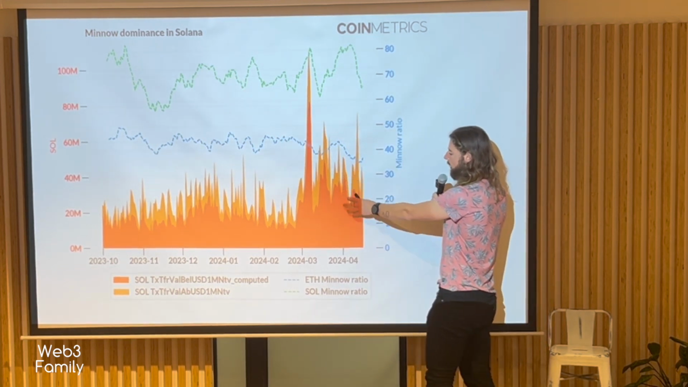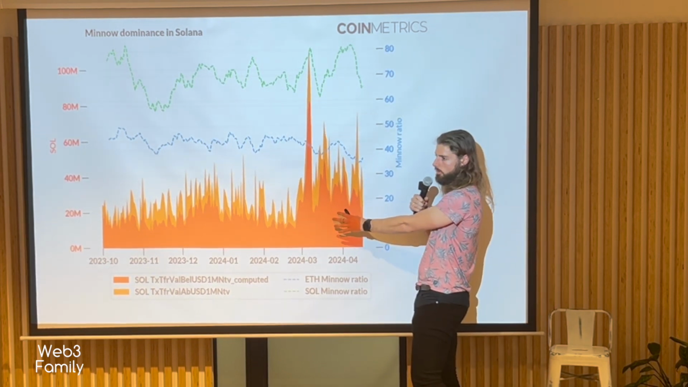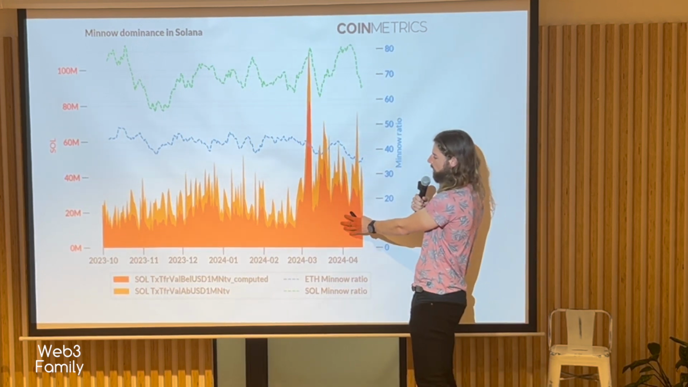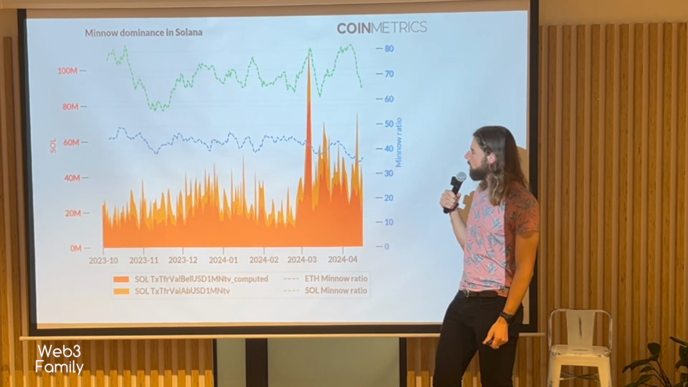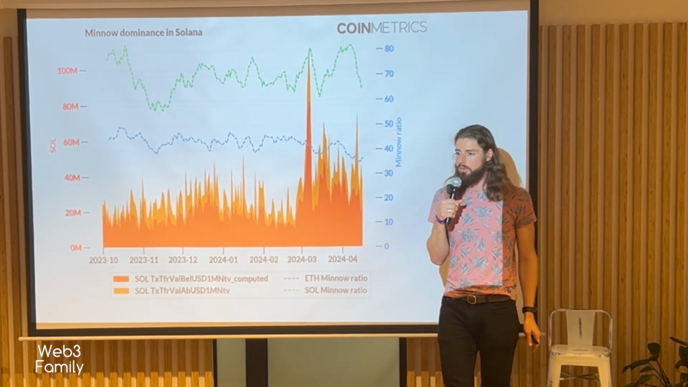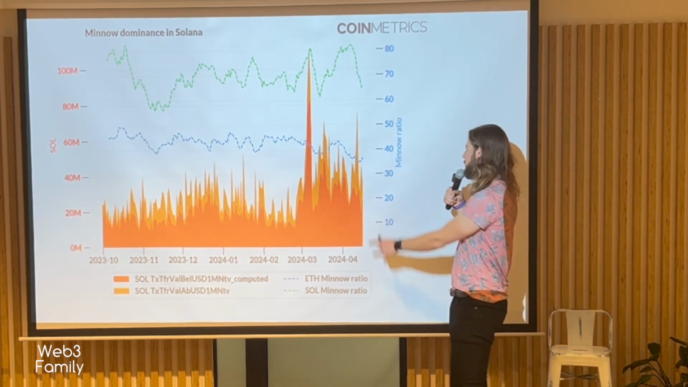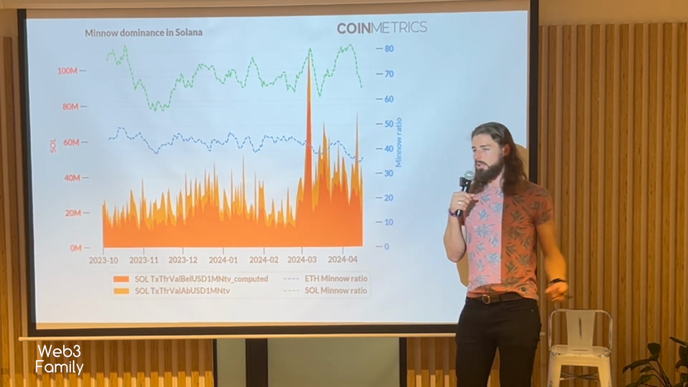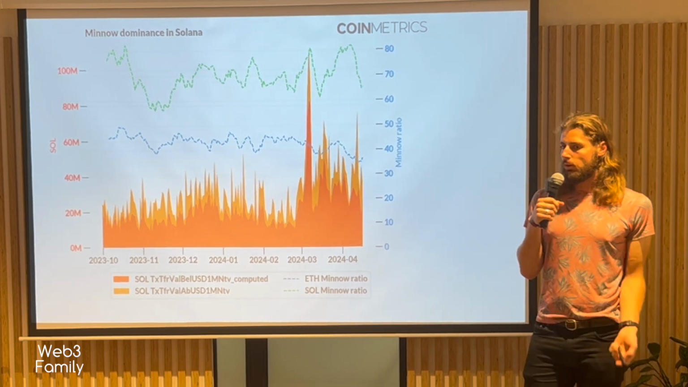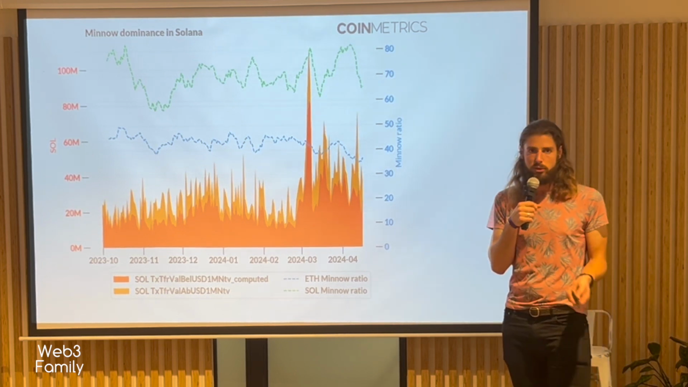The red and orange is Solana. The total sum of minnow transfers is in red, and the total sum of whale transfers in orange. And up here, this is the ratio. So about 80% of the value transferred in SOL is in minnow transactions, and on Ethereum it's just 40%, which makes sense. Solana has much lower transaction fees, and as a result, on Ethereum, people tend to send larger sums and you get priced out of the small transactions.